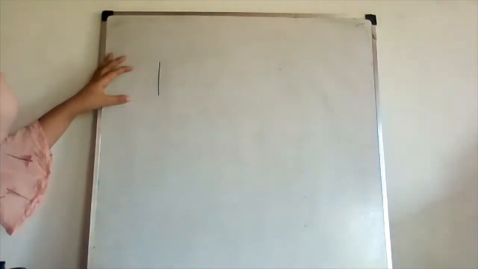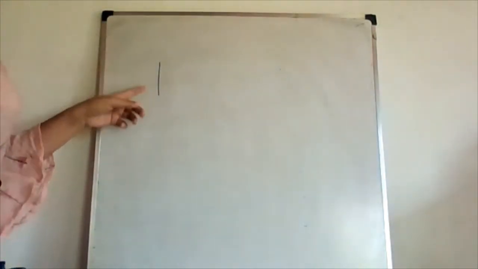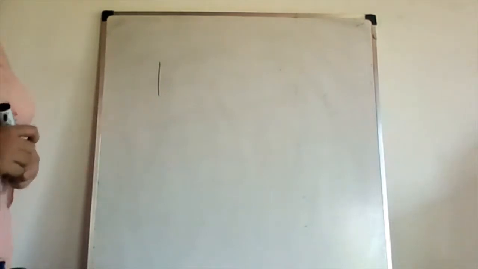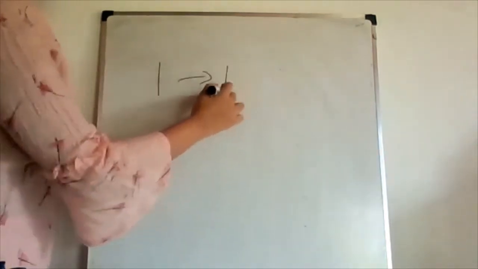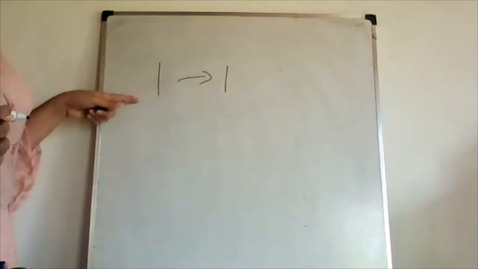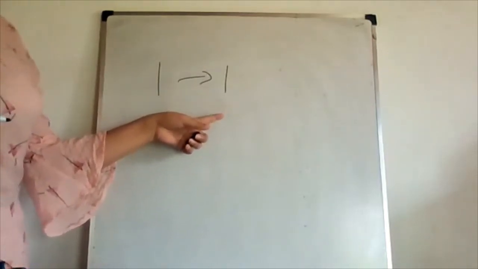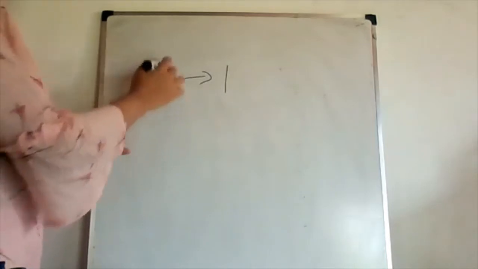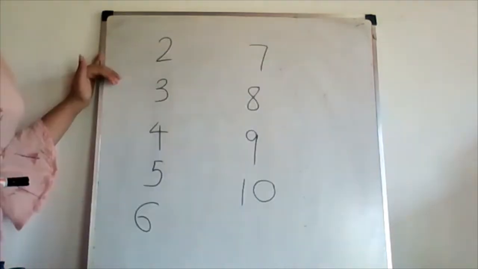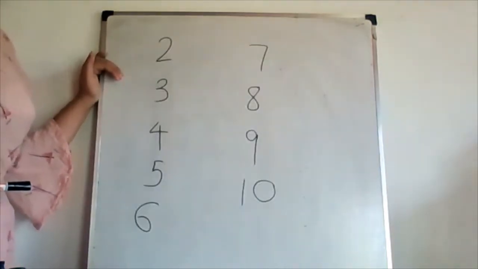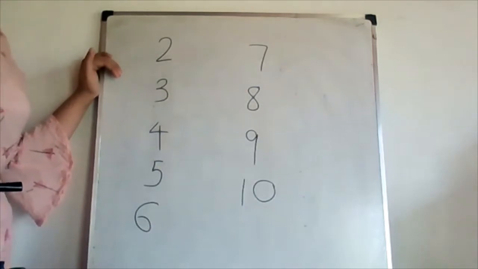Okay, so first of all, let's check 1. 1 has only one factor, that is 1. So 1 does not have two factors, it has only one factor. So 1 is not a prime number. Then let's try to figure out the prime numbers from 1 to 10.